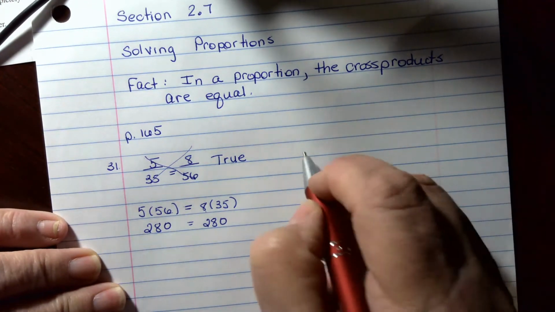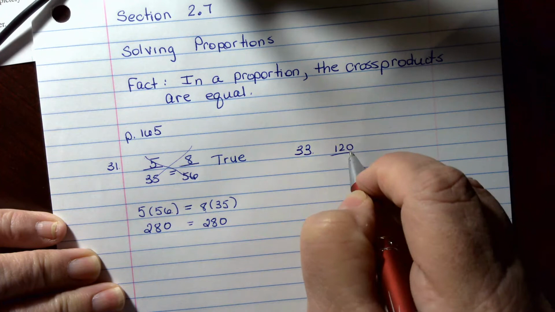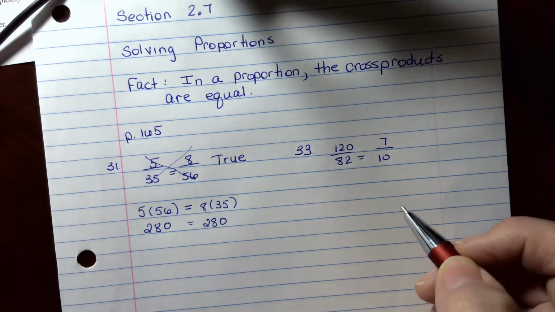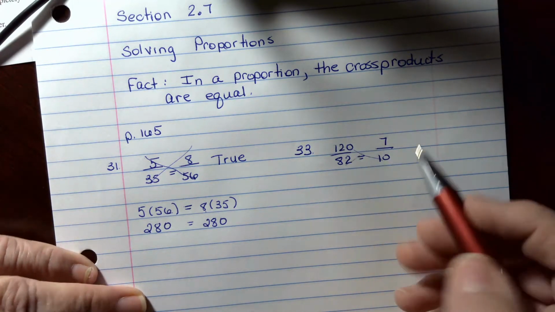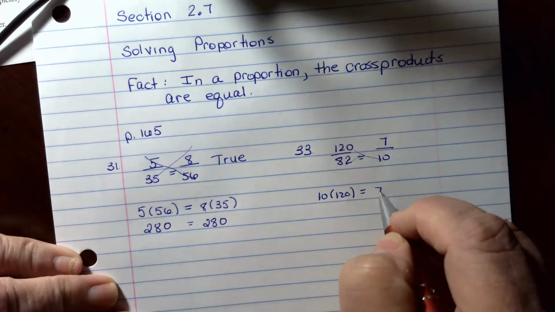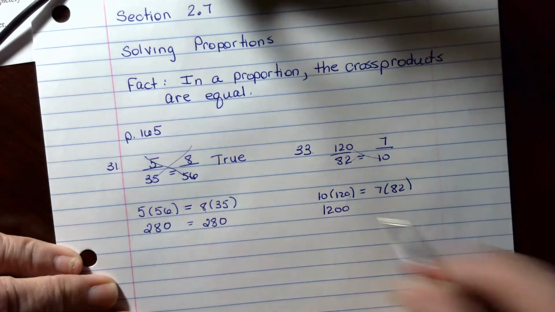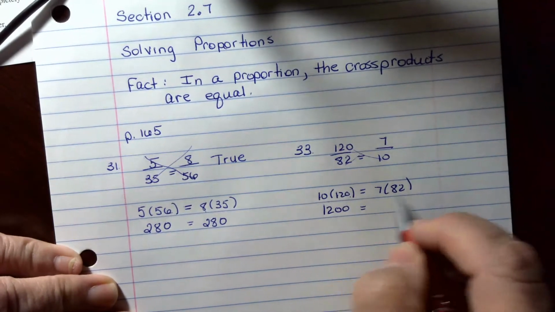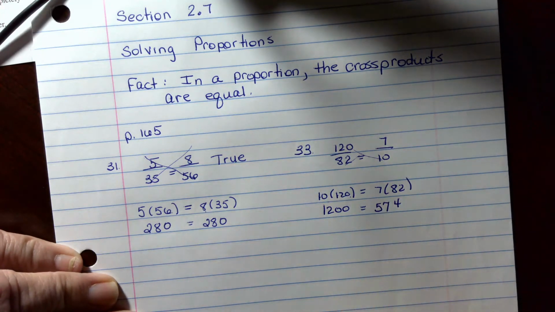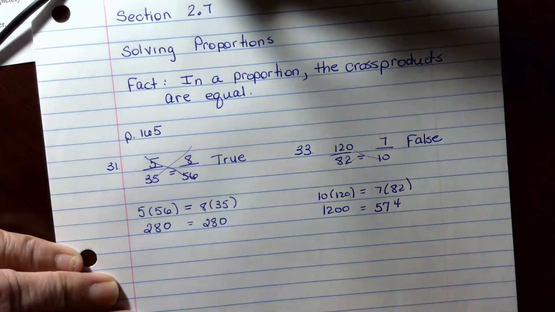Okay? So now I'm moving to number 33, 120 over 82, and 7 over 10. So the question is, are the cross products equal? Does 10 times 120 equal 7 times 82? Well, 10 times 120 is 1200. And 7 times 82 is 574. Obviously not the same, so this is false. It is not a proportion.